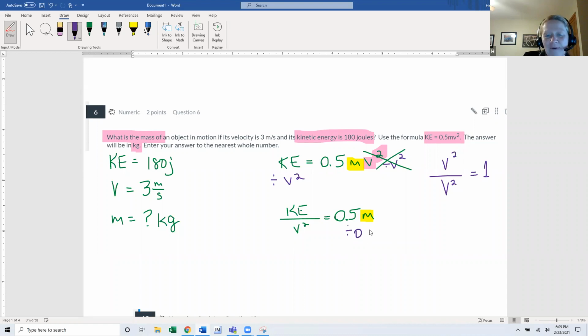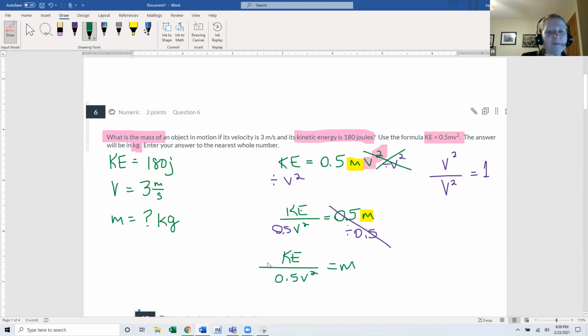Divide that by 0.5. That means I also have to divide by 0.5 on this side, which means that KE is going to end up being on the bottom over here. My 0.5s on this side are going to cancel out and become 1. Now I have KE over 0.5 times v squared equals m.